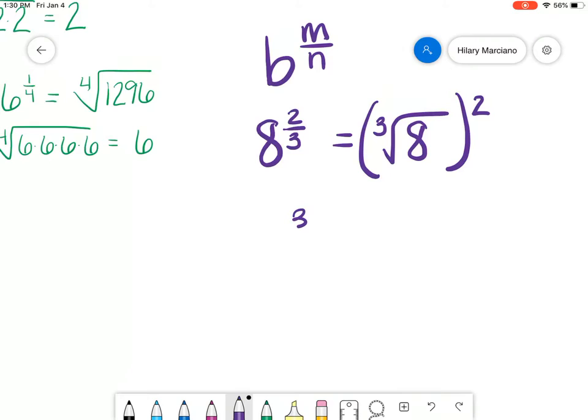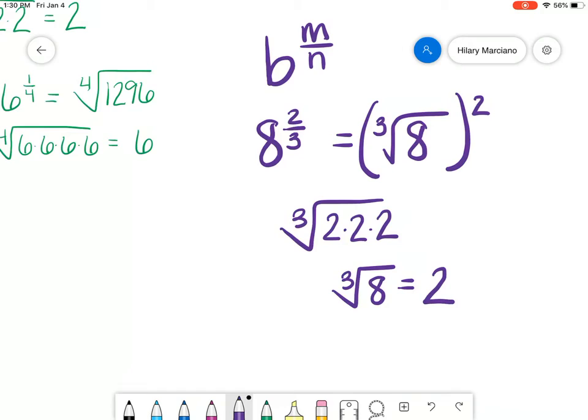So the cube root of 8, 3, 2 times 2 times 2. We've done this already. So the cube root of 8 equals 2. Now we need to square our 2 because of this 2 up here. So our 2 squared equals 4. So 8 to the 2/3 power is equal to 4. Easy enough, right?